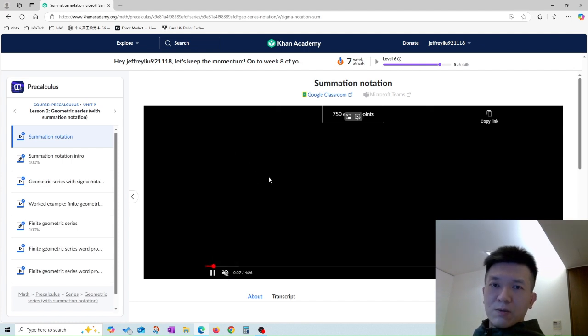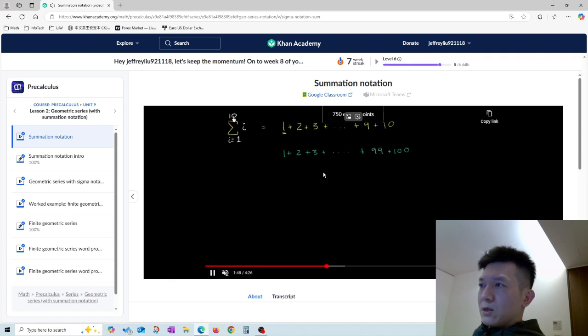You write a symbol that looks kind of like a Z, the sigma symbol, and underneath it is i equals something. Normally it will start from 0, but it can start from 1, or any place you want. Above it is the number that you end up with, the last number of the sequence or the series.